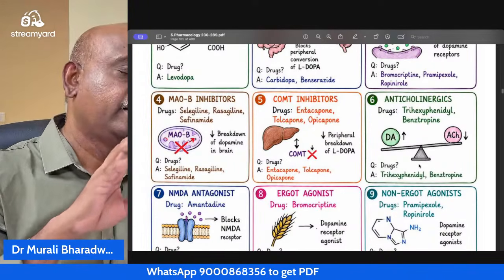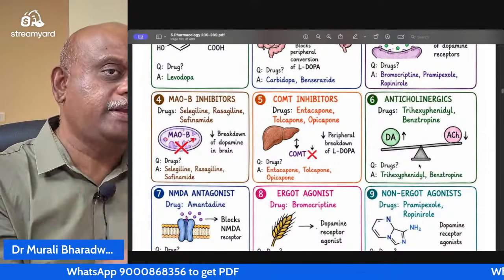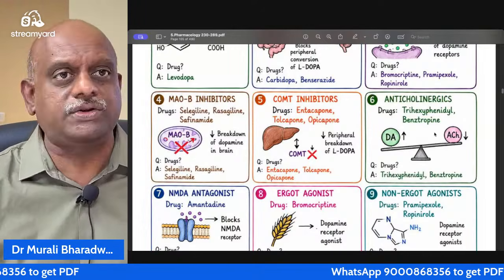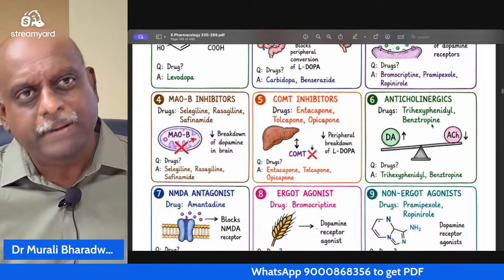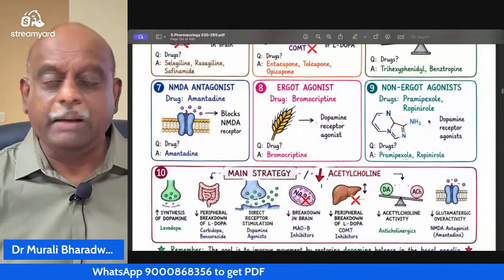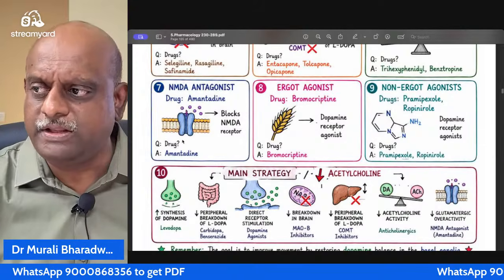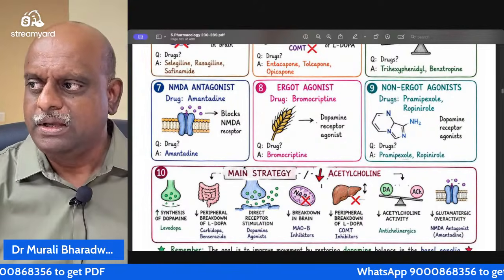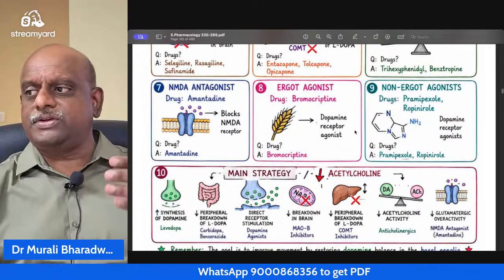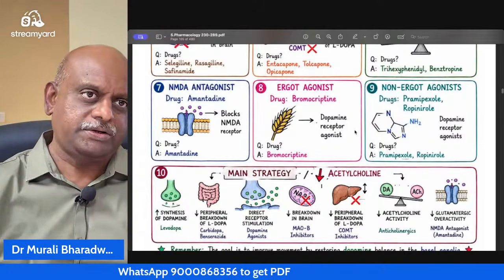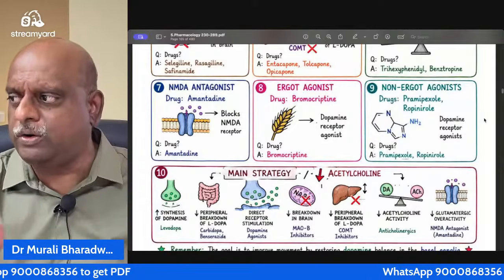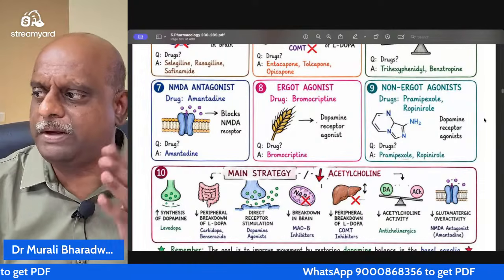Then, in Parkinsonism, rigidity, akinesia, and tremor are because of high acetylcholine activity. So anticholinergics, trihexyphenidyl, benztropine, basically work. Then amantadine is used in Parkinsonism because it blocks the NMDA receptor. Then ergot agonists like bromocriptine are dopamine receptor agonists. Then you have non-ergot agonists like pramipexole, ropinirole. They're also dopamine receptor agonists.